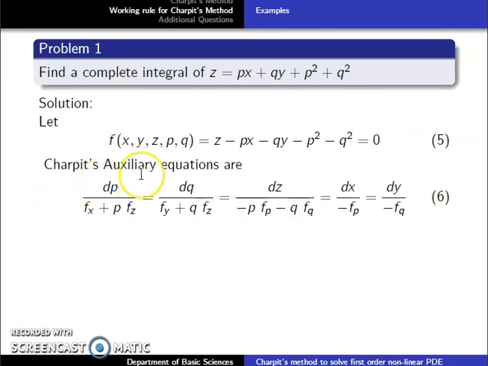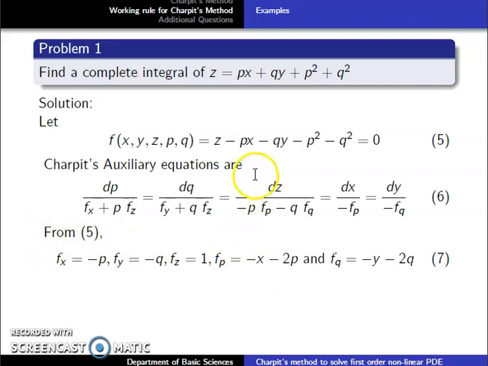Now, step 2 is we have to write down the Charpit's auxiliary equations. Charpit's auxiliary equations are dp divided by fx plus p fz is equal to dq divided by fy plus q fz is equal to dz divided by minus p fp minus q fq is equal to dx divided by minus fp equal to dy divided by minus fq. Let us take this as equation number 6.